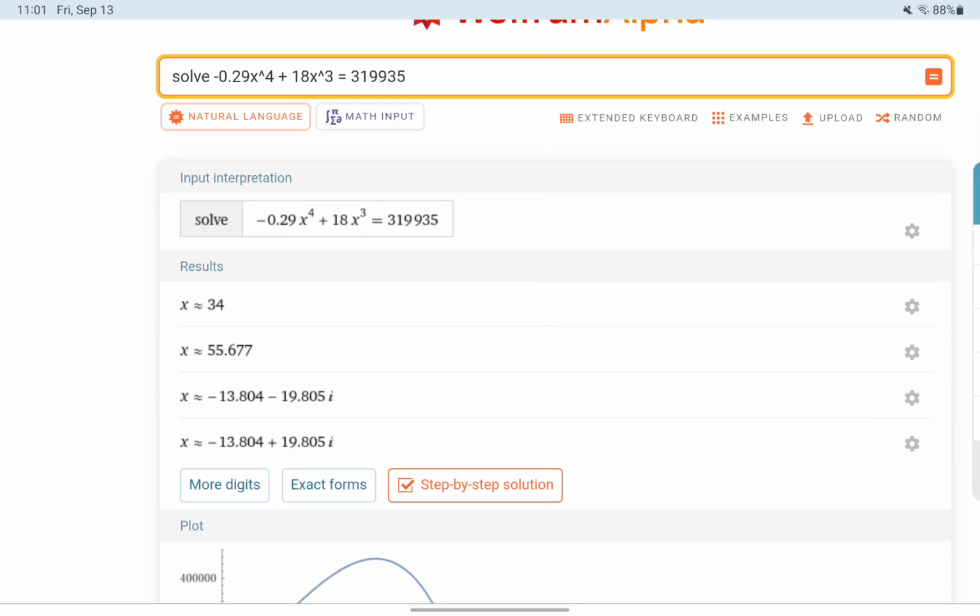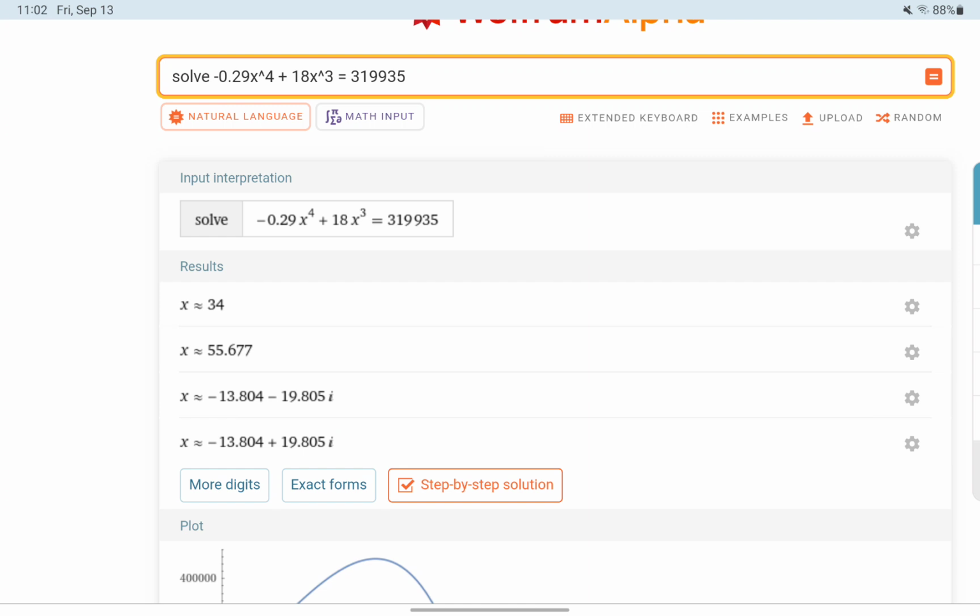Two of these we can just throw out. The values that have the I in there, if you've dealt with complex numbers, imaginary numbers before, you may have a slight familiarity with that. Otherwise, just don't worry about them. They're not answers that make sense in our context. That narrows us down to the first two solutions. So either hiring 34 workers or 56 workers will give us the desired result.